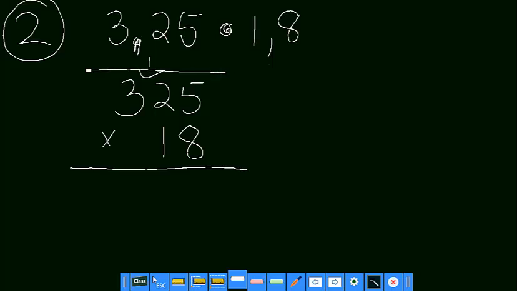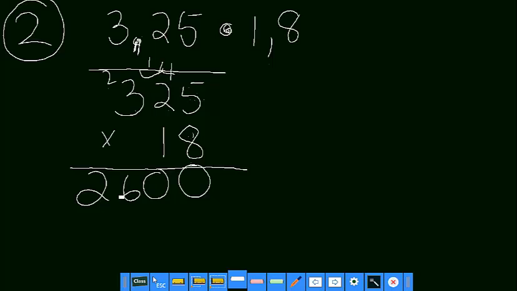Now, this is just a tool. Whatever we get from 325 times 18 is not the final answer, okay? We need to locate the decimal point, or simply the comma. So let's multiply 325 times 18. 8 times 5 is 40, so that's 0 and carry 4. 8 times 2 is 16, plus 4 is 20, so 0 and carry 2. 8 times 3 is 24, plus 2 is 26.